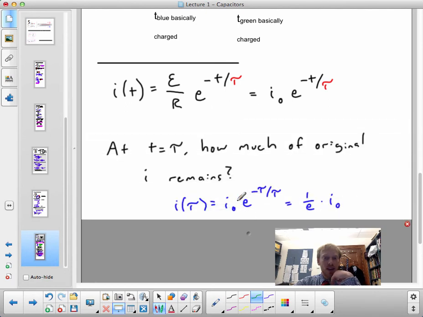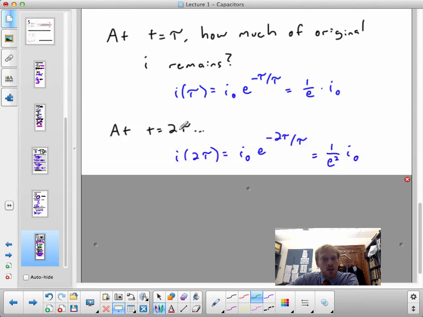At t equals tau, how much of the original current remains? By the way, this expression for current as a function of time came from taking the time derivative of the charge as a function of time function at the top of this slide. Remember, I is dq dt. At t equals 1 time constant, how much of the original current remains? 1 over e times the original current.